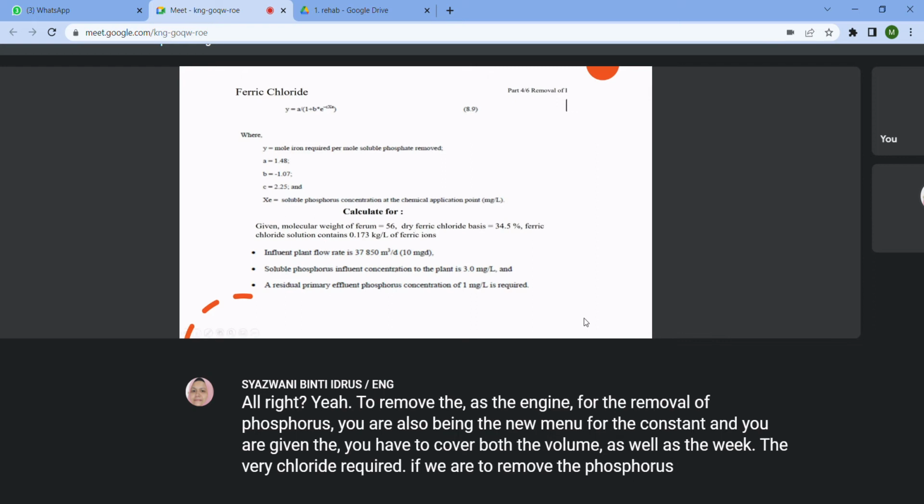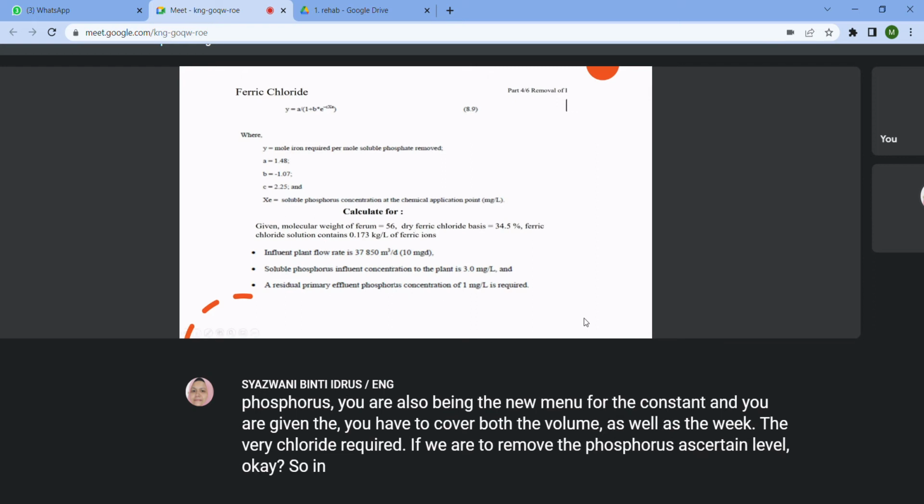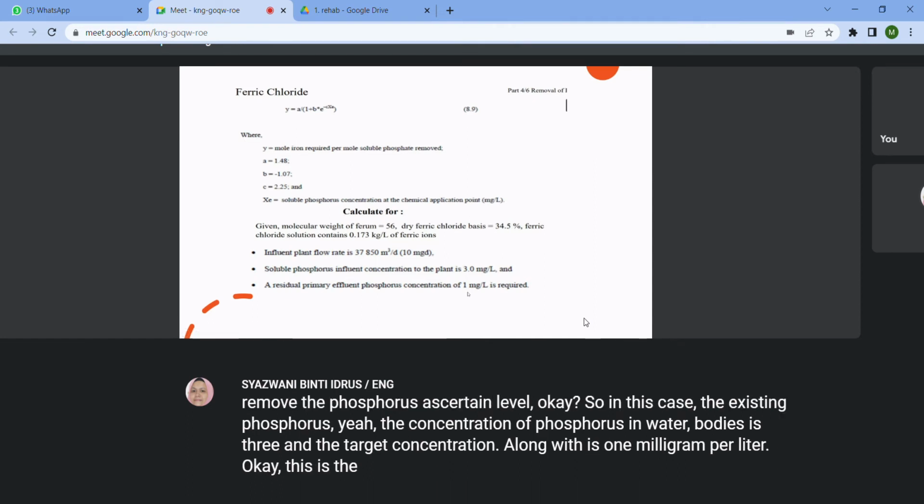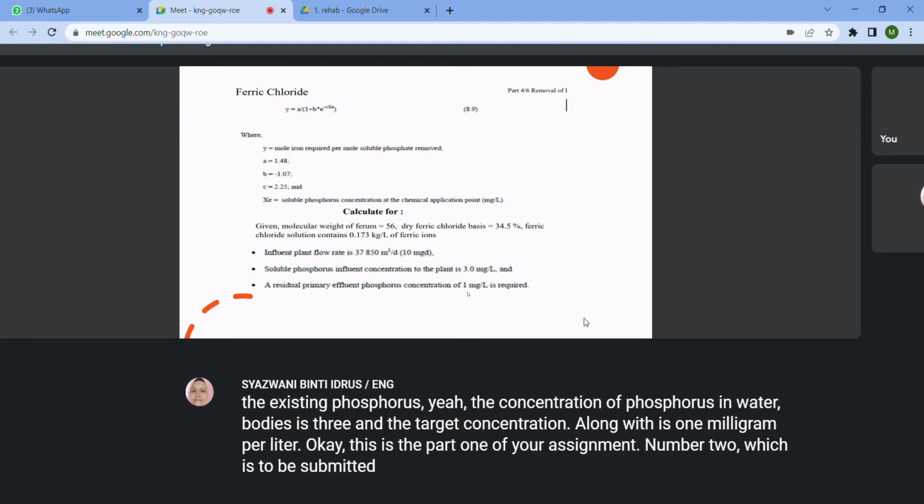if we are to remove the phosphorus to a certain level. In this case, the existing concentration of phosphorus in water bodies is 3, and the target concentration, the allowable limit, is 1 milligram per liter. This is part 1 of your assignment number 2, which is to be submitted individually in week 7.